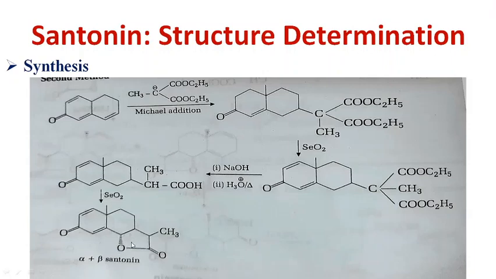This is the method of preparation for the alpha and beta santonin. This carboxylic acid which is formed is a racemic mixture of both alpha and beta forms, which subsequently, the alpha form of this carboxylic acid forms the alpha santonin, and the beta form of this forms the beta santonin.